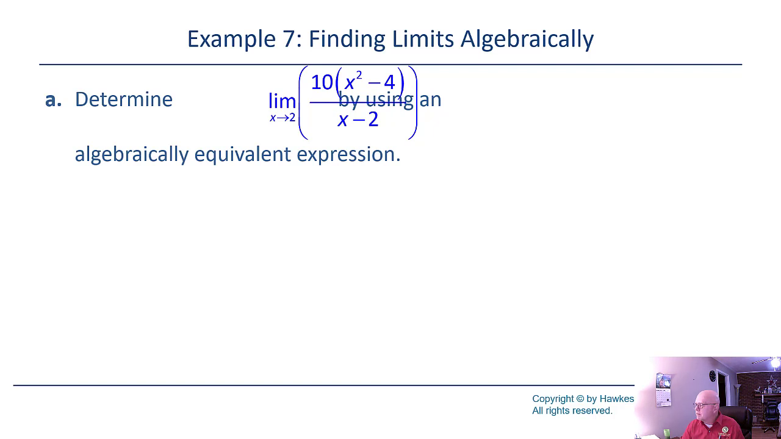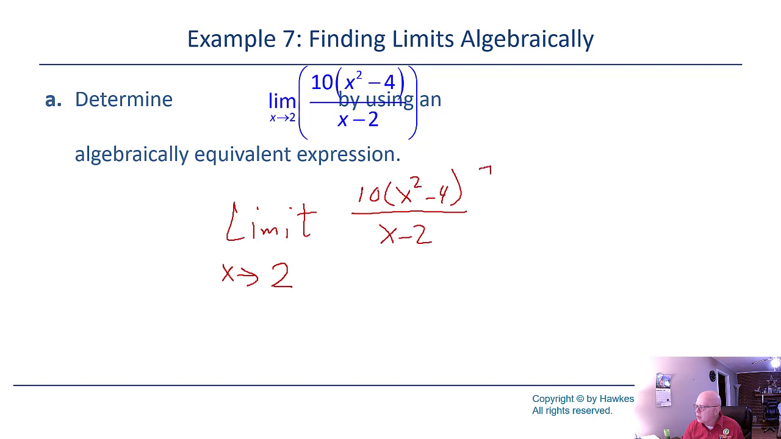Okay, let's see if I can rewrite this real quickly. We want the limit of f of x as x approaches 2, and what we've got is 10 times x squared minus 4 over x minus 2. So we've got a rational expression here. Now you might be tempted to say, if I put a 2 in there, I'd have 0 in the denominator. It's not going to work at all.